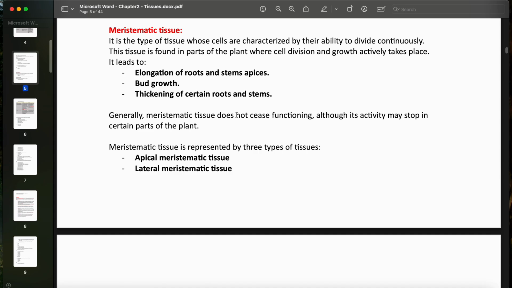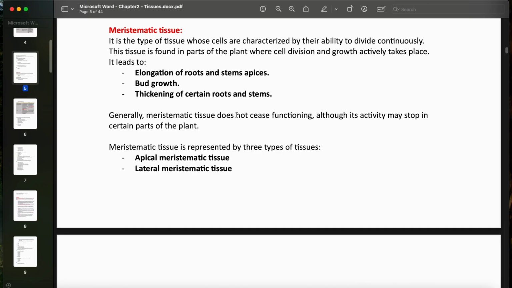Now, the meristematic tissue, as we mentioned earlier, is the type of tissue whose cells are characterized by their ability to divide continuously. So the meristematic tissue is actually extremely similar to the stem cells in animals. The stem cells are undifferentiated cells that can differentiate into any type of cell in the future. Now, this is the meristematic tissue in plants. That's pretty much the same function here. They are undifferentiated and they can differentiate later. So they will elongate the plant.